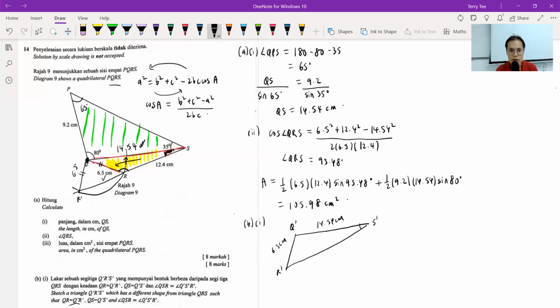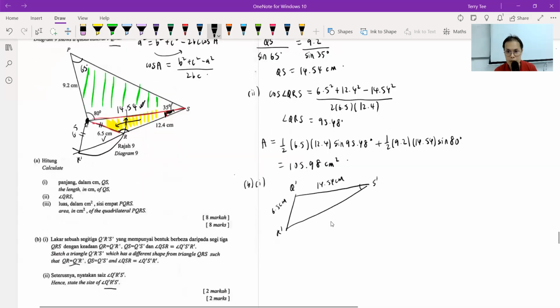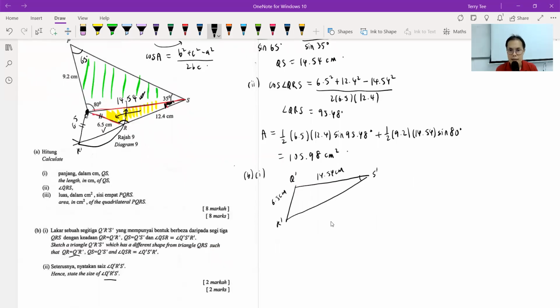Now, then they say, last part, my triangle is done. Hence, state the size of angle QR'S'. Okay, so going back to this triangle that I've drawn for you, maybe I rub this off. We know this angle previously is 95.48. That's why I say it's better to use the cosine rule to find this angle first, because in the last part, I need to find this angle over here. Okay, now notice that if you extend, this is a straight line and these two are isosceles.